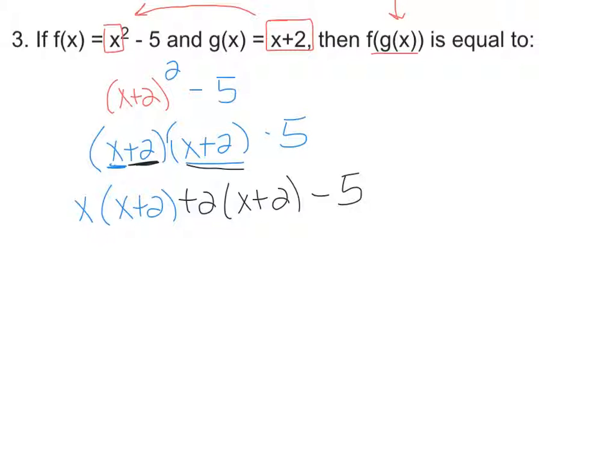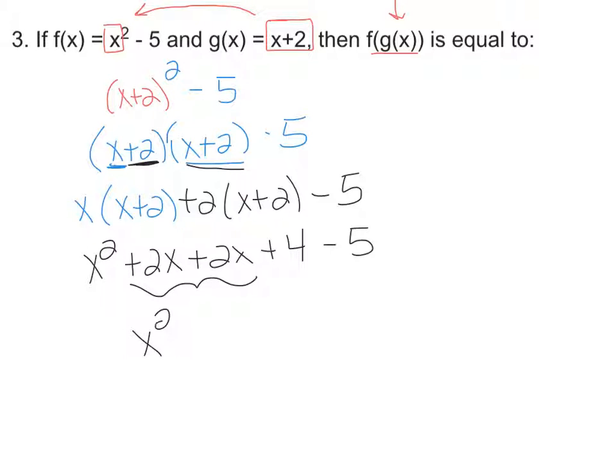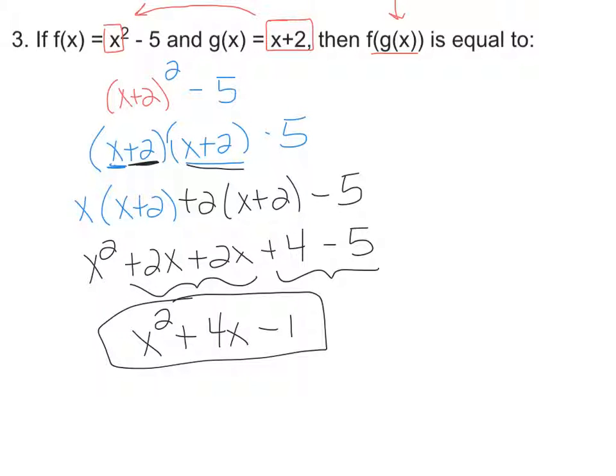If you do your distribution from here, you will get x squared plus 2x. In the second set, you're going to get another positive 2x, and then plus 4 with the minus 5. Cleaning this up, we will still have our x squared. The two x's are both positive, so they'll add up to a 4x. And a positive 4 to negative 5 will give me a negative 1. So this is the final answer to this problem.